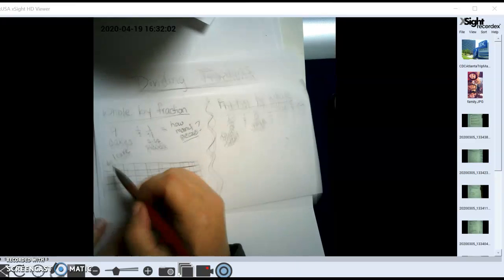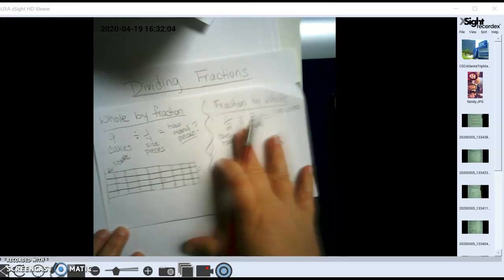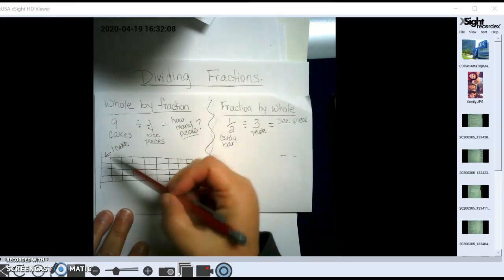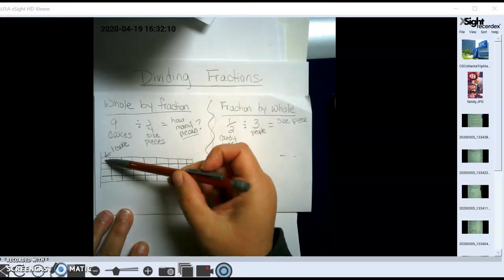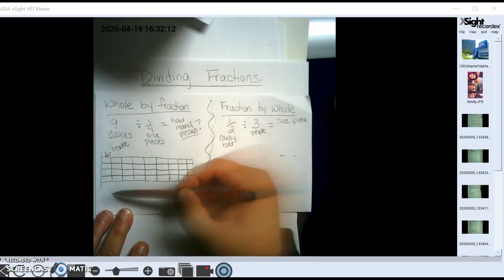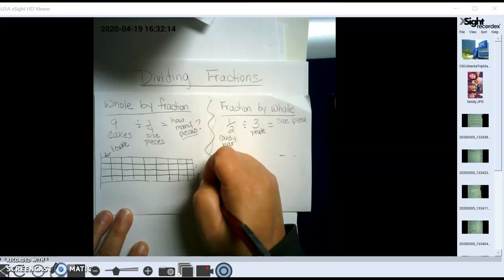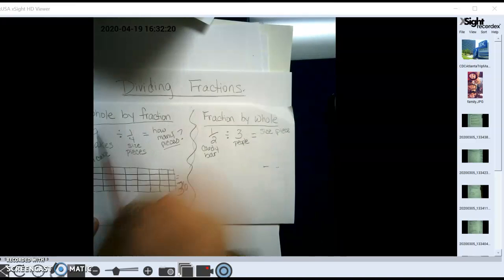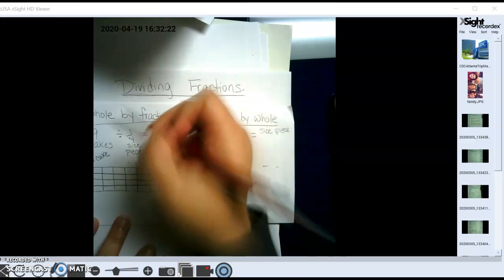So you can see that my 1 cake has now been split into quarter-sized pieces. And the question that I'm asking is, how many pieces am I going to get? So the answer is 9 times 4, which is 36. And I can check that, I'll get into that in just a second. Let's stick with the models.